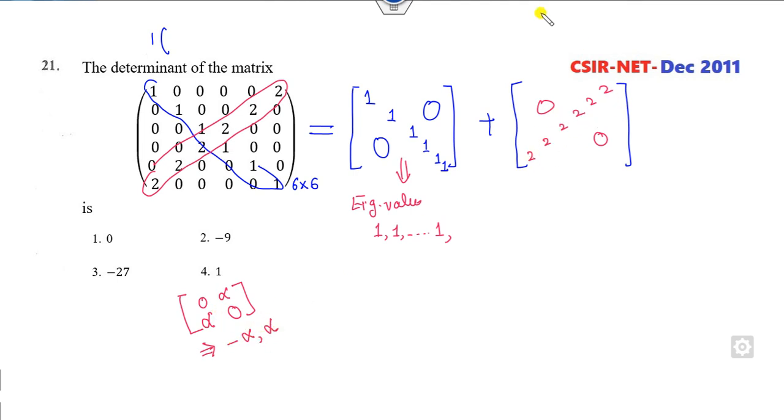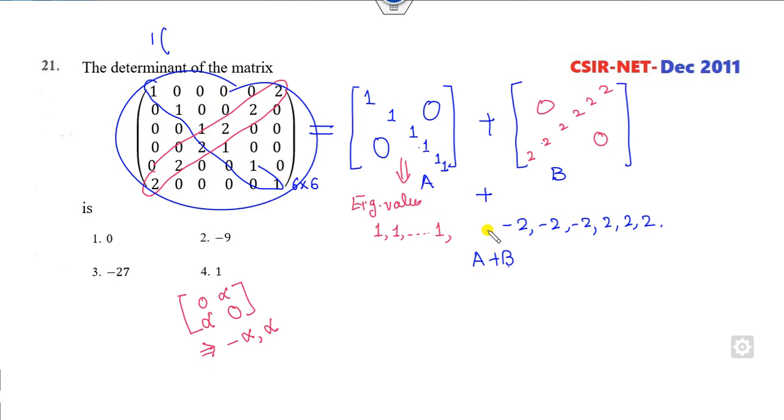Here how many values are there? There are 6 values, so 3 eigenvalues are negative and 3 are positive. If I call this a and this b, what is the eigenvalue of a plus b? The eigenvalues of this matrix are minus 1, minus 1, minus 1, 3, 3, 3.